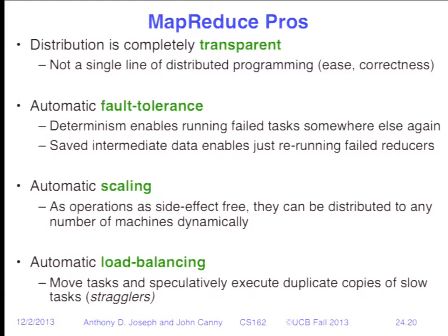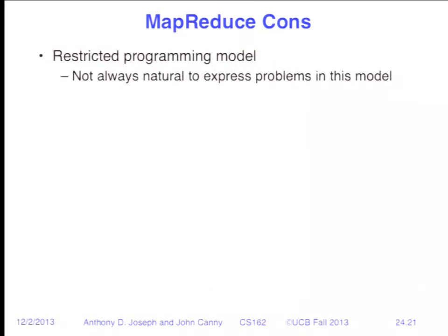So this might lead you to think, with all these great pros and benefits of MapReduce, that we're done. But the world's not that great. Right? So there are some disadvantages to using MapReduce. The biggest disadvantage is it has a very restricted programming model. And that means it's not always easy to express problems in this model. Graph problems can be very hard to express. Machine learning algorithms that are iterative, where you're repeatedly doing some computation to try and get to convergence, can be very expensive. You can implement them in MapReduce, but they're going to be very, very expensive.